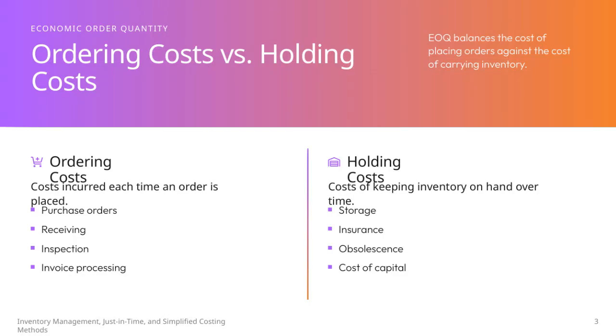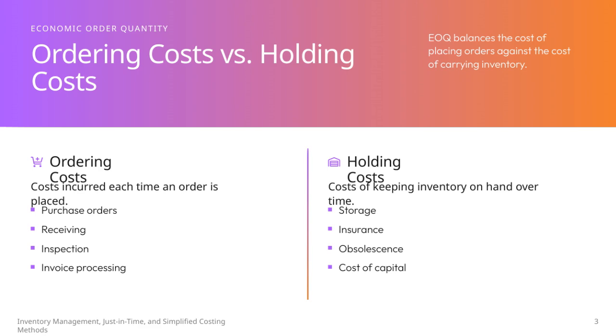When we talk about economic order quantity, or EOQ, it's all about finding the right balance between 2 main types of costs, ordering costs and holding costs. Ordering costs are the expenses that come up every time we place an order. This includes things like preparing purchase orders, receiving the goods, inspecting them, and processing the invoices. Each order involves these costs, so ordering frequently can add up.